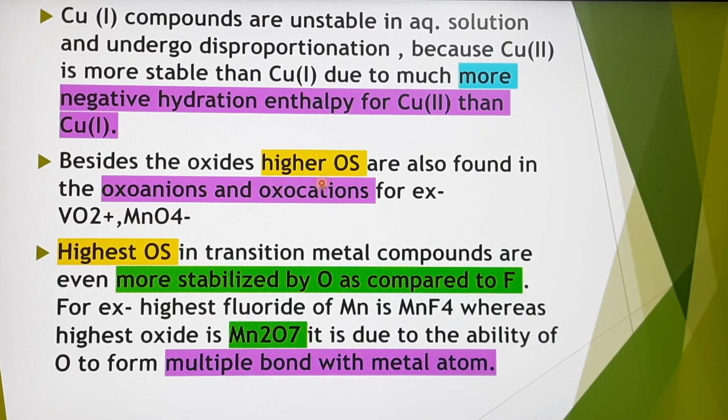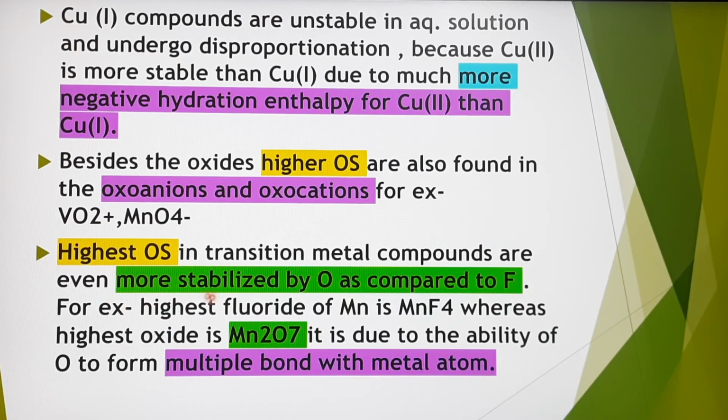Besides the oxides, higher oxidation states are also found in oxoanions and oxocations, like VO2+ and VO2+ ions, which are oxocations of vanadium, and MnO4- ion, which is the oxoanion of manganese.